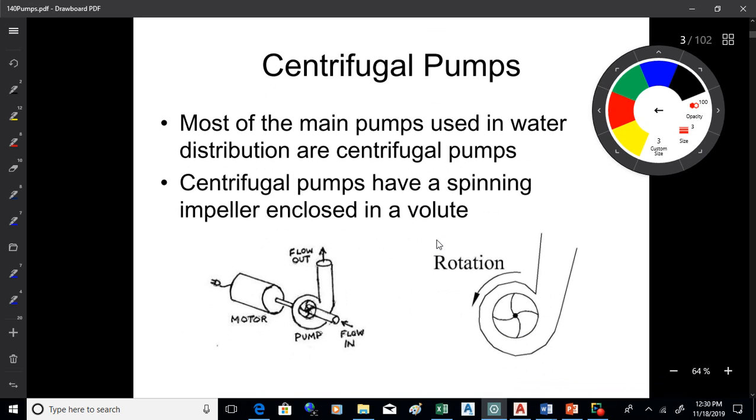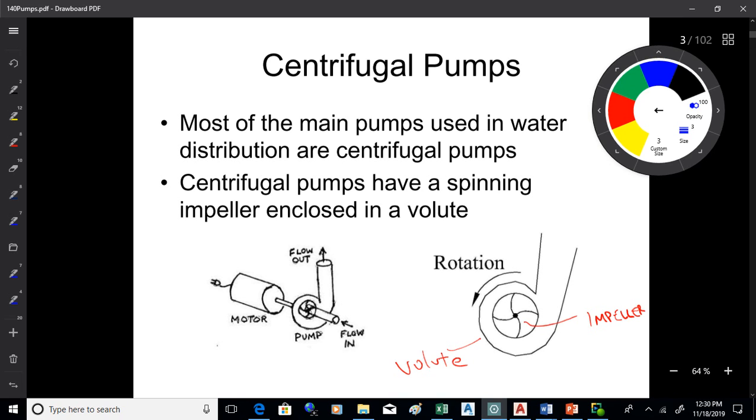Generally speaking, in this industry, we use centrifugal pumps. They have a spinning impeller that's enclosed in something called a volute. Okay, so this is called the impeller right here. It spins on a shaft that's driven by a motor. It's enclosed by what's called a volute. That's the case that fits around the impeller and gives the water somewhere to go.